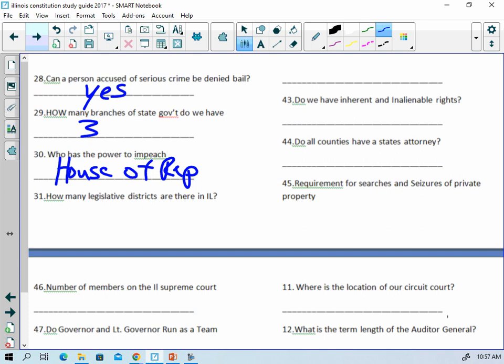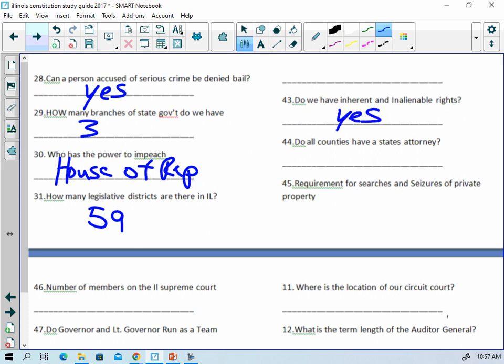How many legislative districts are there in Illinois? 118. Somewhere. There are 2 divisions in our bicameral legislature, is the fancy high school way of saying it. There are 59 legislative districts. That means we have 59 state senators. There are 118 representative districts. We have 118 in the General Assembly.